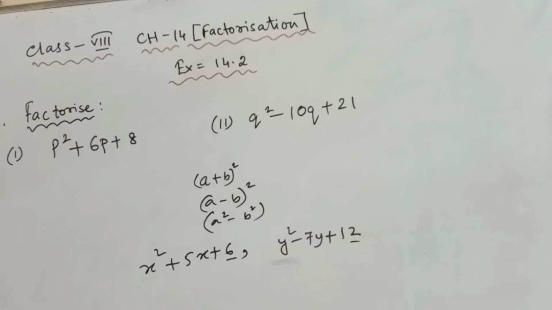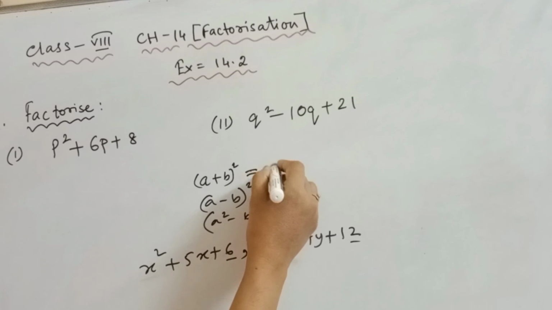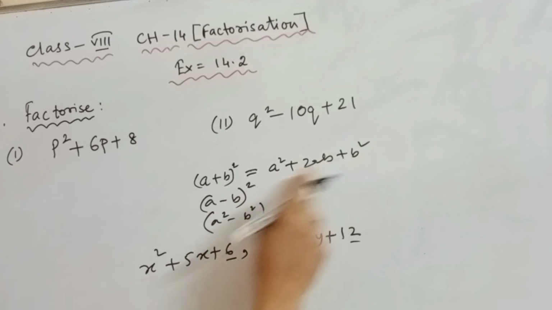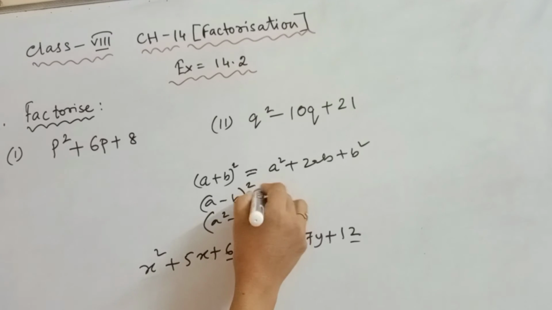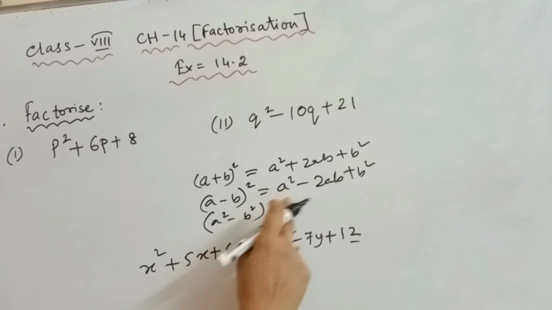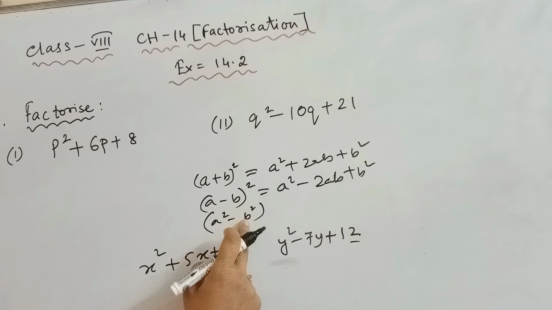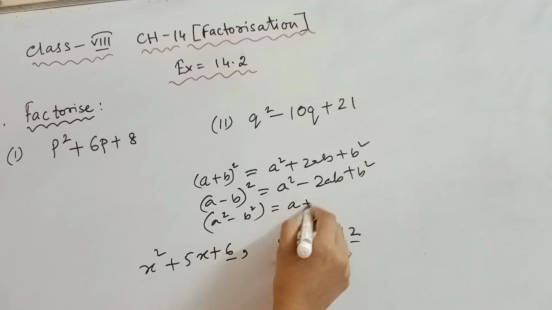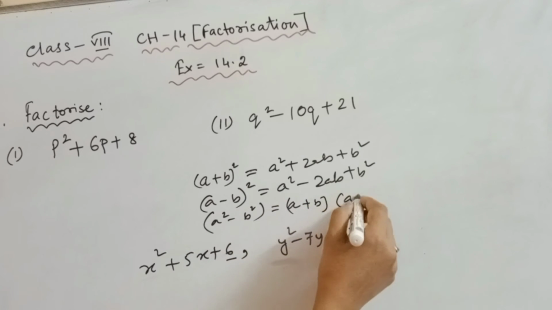So in this case they will not fit in this expansion, such as a square plus 2ab plus b square, where both the first and last terms are square numbers. Here also, a square minus 2ab plus b square, both first and last terms are square numbers. And a square minus b square, where both are square numbers, we factorize in this way: a plus b into a minus b.